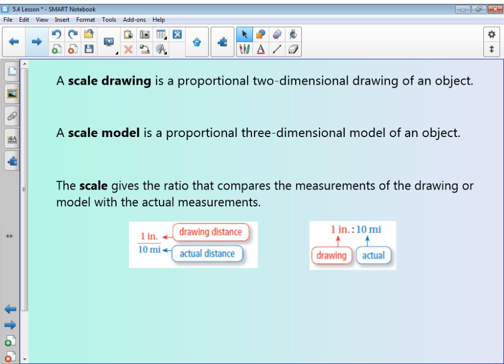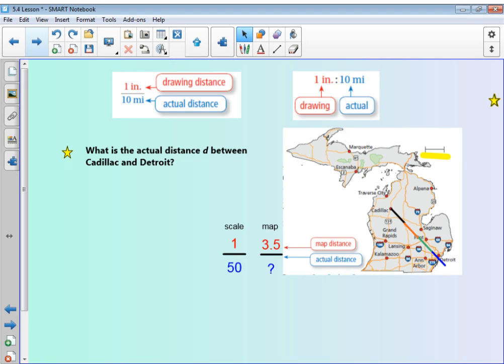So the key thing to remember is the first number in that ratio. If it's set up as a fraction, the top number is going to be your model or scale drawing number, and your second number, or your bottom number, is going to be the actual number, okay? And that's very important to understand. So here it says, what is the actual distance D between Cadillac and Detroit? So we're looking at a map. A map is one place that's actually considered a model. A map is a shrunk down model of an actual distance.